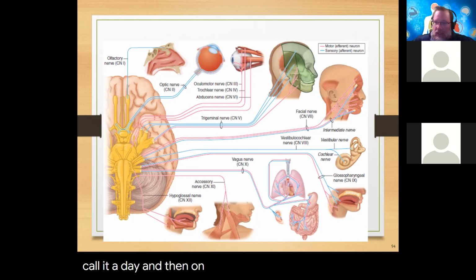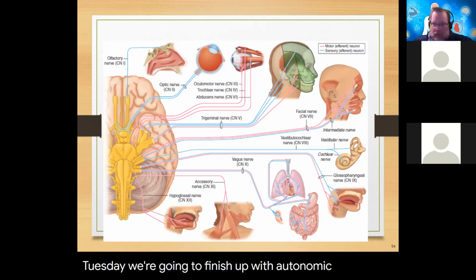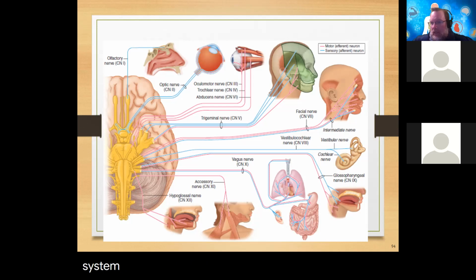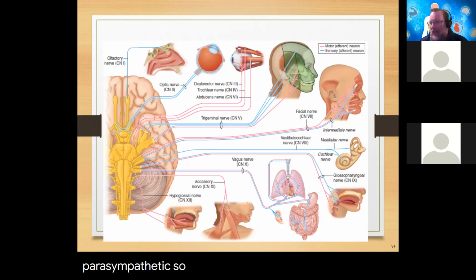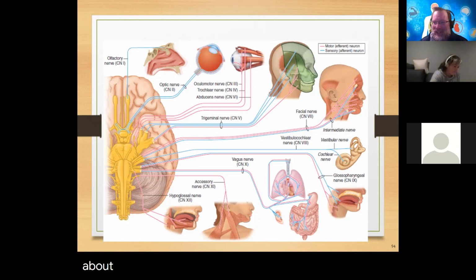And then next week on Tuesday, we're going to finish up with the autonomic nervous system, and special senses a little bit. Next Tuesday's election day. Woohoo! Finally. So it seems like a good day to talk about sympathetic and parasympathetic. So every day is a good day to talk about that stuff. But anyway, next Tuesday we'll get into autonomic a little bit, and then next Thursday we'll conclude this unit.